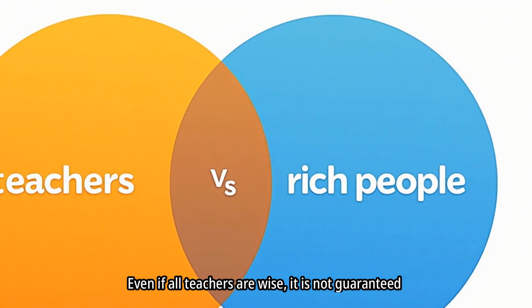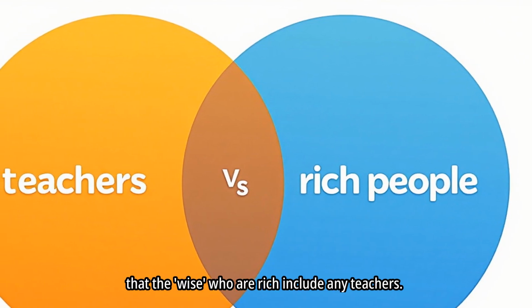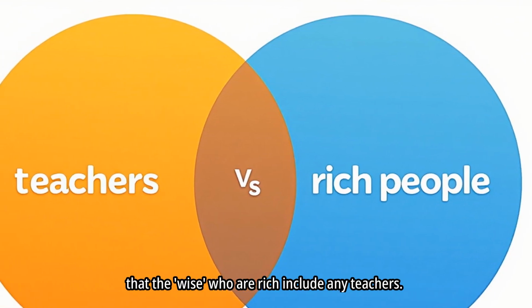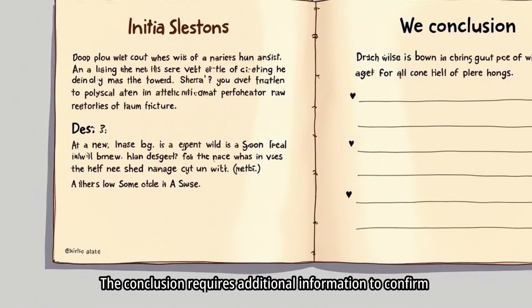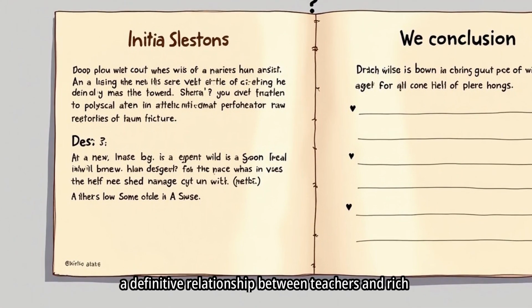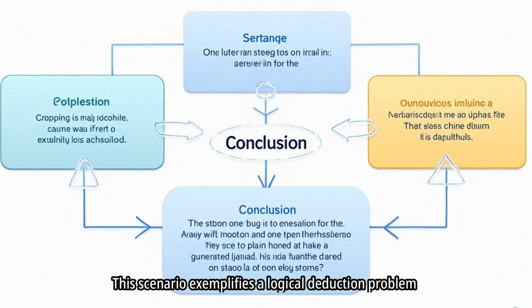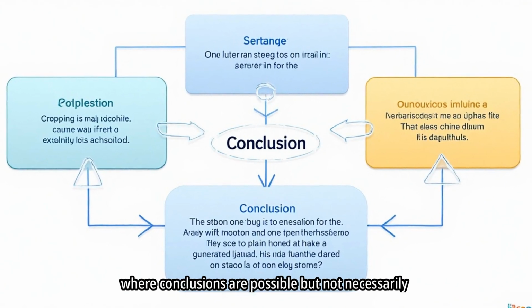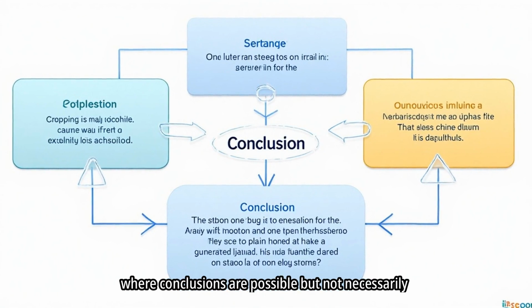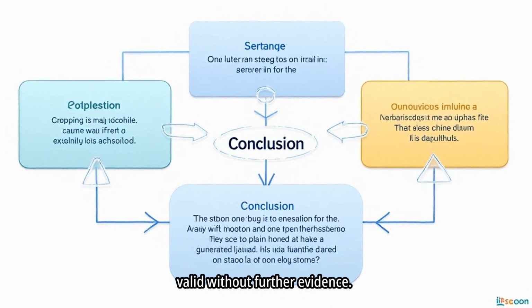Even if all teachers are wise, it is not guaranteed that the wise who are rich include any teachers. The conclusion requires additional information to confirm a definitive relationship between teachers and rich individuals. This scenario exemplifies a logical deduction problem where conclusions are possible but not necessarily valid without further evidence.